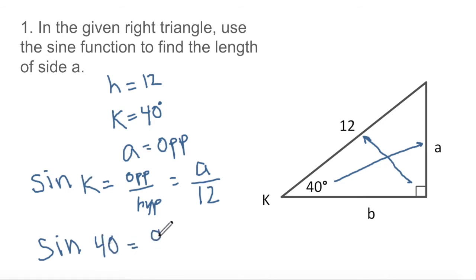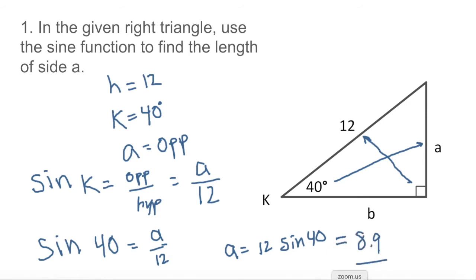equals A over 12. All we need to do to solve for A here is multiply both sides of our equation by 12. And if we rewrite that equation, we get A equals 12 times sine 40. All we did is multiply both sides of the equation by 12. And on this side, that canceled out the 12s. So we just got A. And on this side, we got 12 sine 40. So A is equal to 12 sine 40, and that is equal to 8.9. So that's the length of side A.